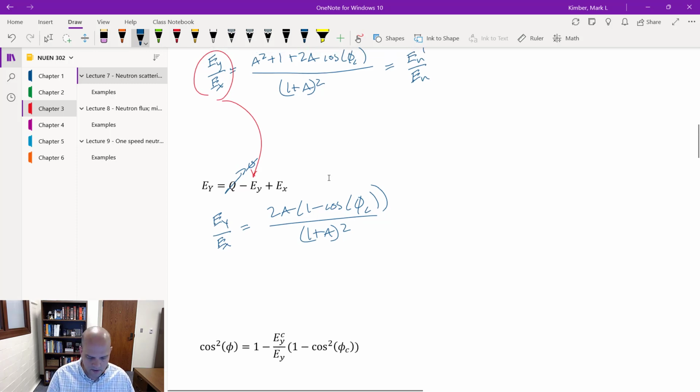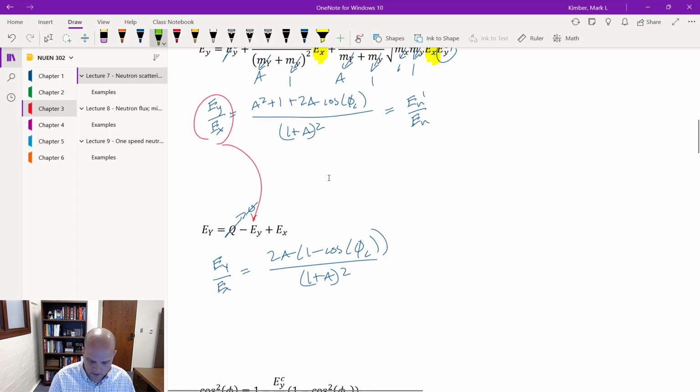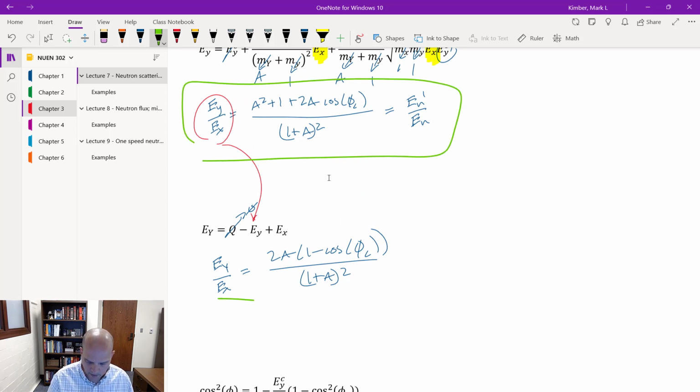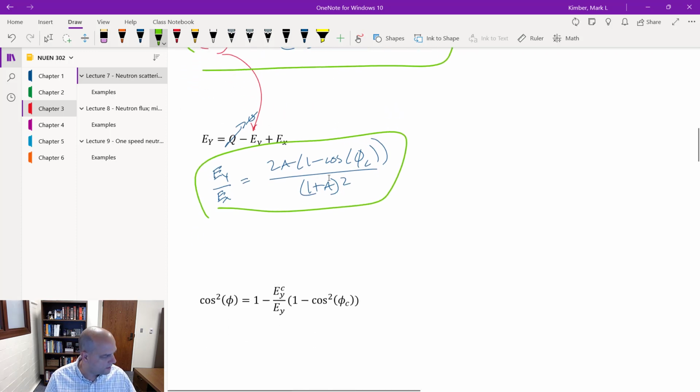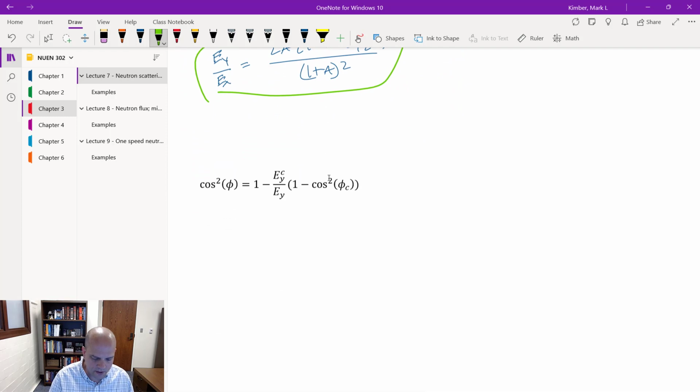And the last one, these are the equations we really care about here. And the last one I want is a relationship between the scattering angle in the center of mass frame and the scattering angle in the lab frame. And so how do I get to that? I just use this expression here.